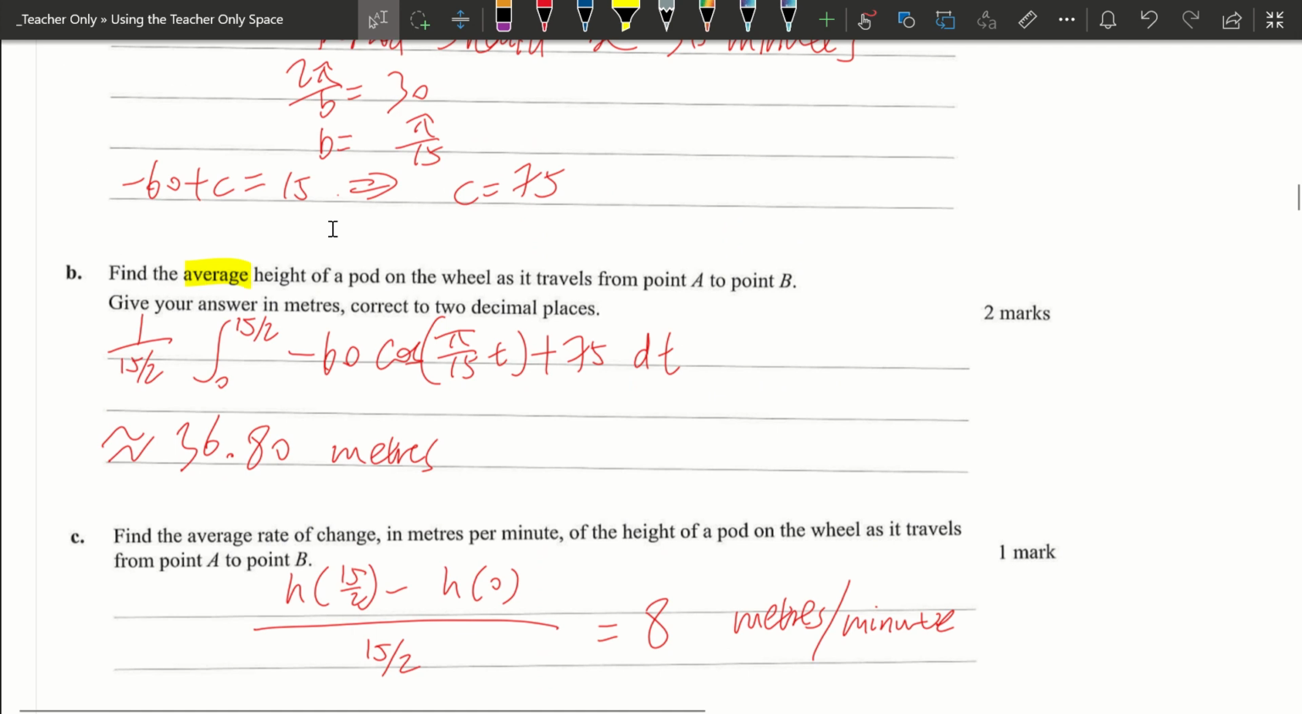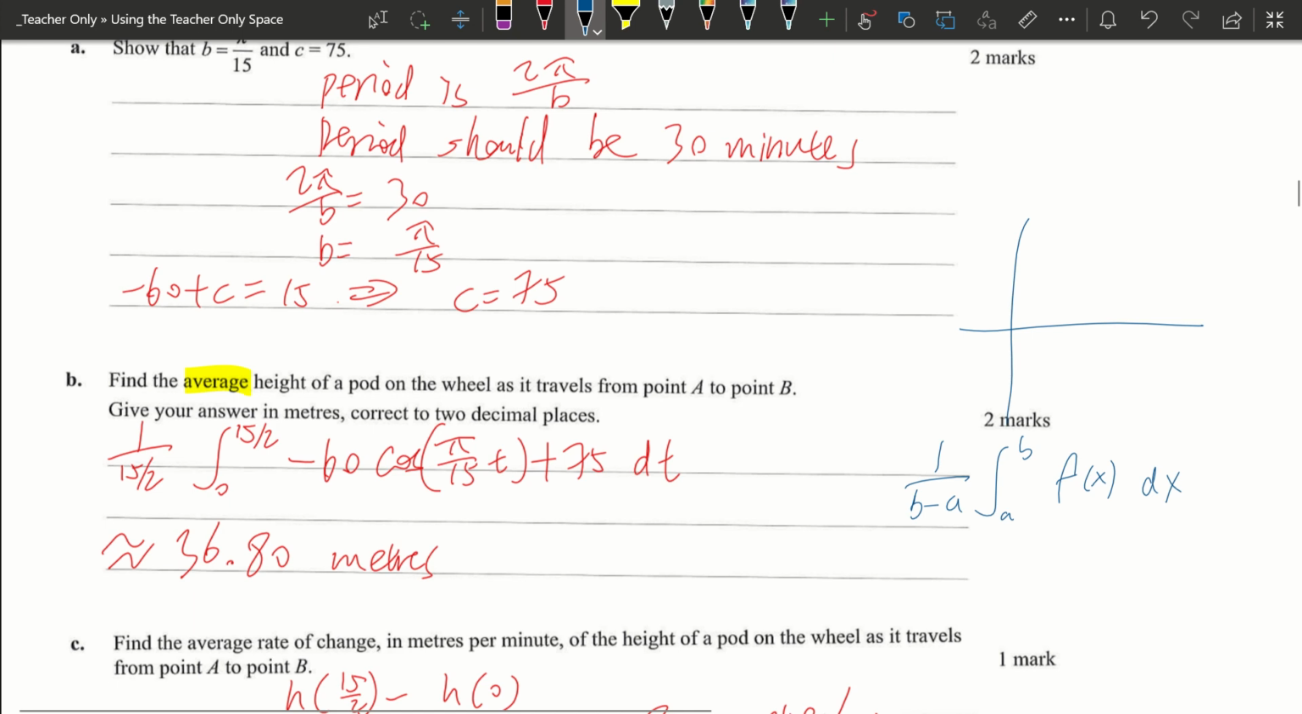Well, it's average value, so hopefully you remember the formula to find average value. If you have an integral going from A to B of f of x dx, you need to do this. So the average value of a function from x equals A to x equals B is the integration of that function divided by the difference between B and A. Again, you will never memorize formulas. You will just understand it.